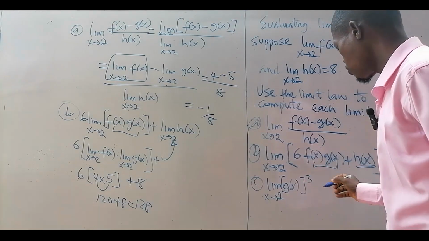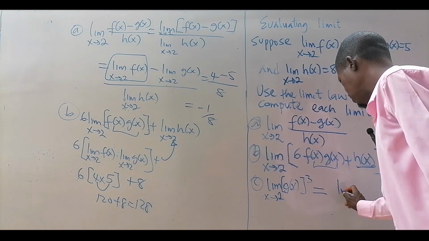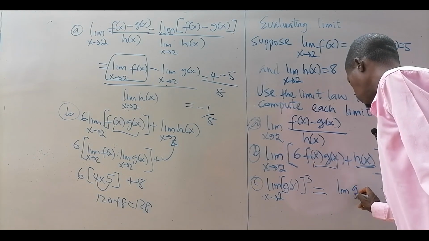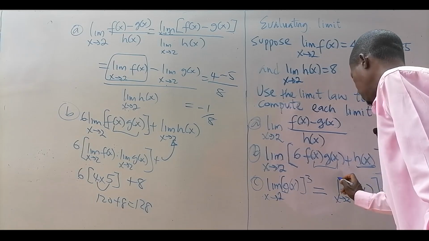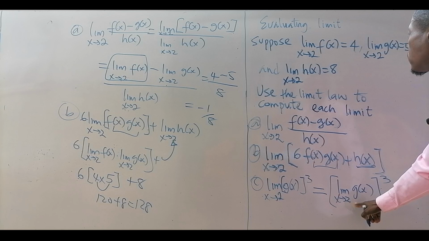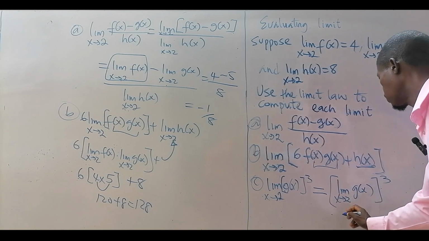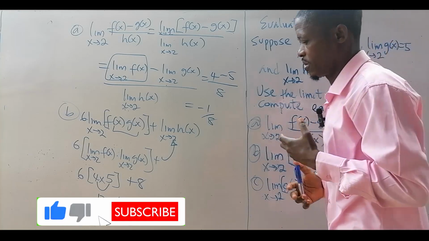The last one, the third one here, is going to be the limit of g of x as x tends to 2. You can close your brackets, open and close your bracket to the power 3. And we have the value for g of x. Our g of x is 5. So that's 5 to the power 3, and that's 125. So that's that on these aspects.